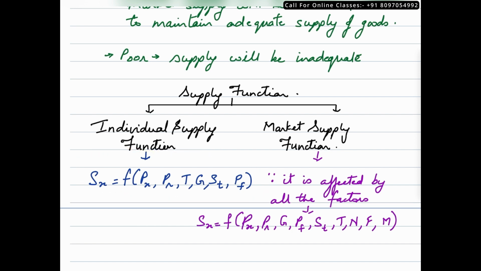As I said in the beginning of the class, market supply depends upon all the factors that we've studied so far. So since it is affected by all the factors, the market supply function is going to be more elaborate. Supply of commodity X is a function of the price of the same commodity, X, price of related goods, goals of the firms, price of factors of production, state of technology, taxes, number of firms, future expectations, and means of transport and communication.